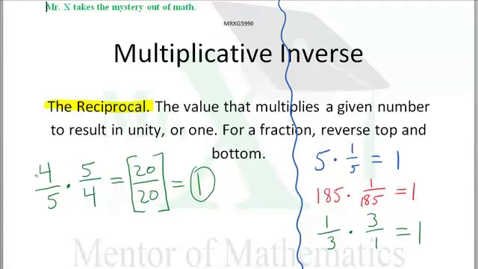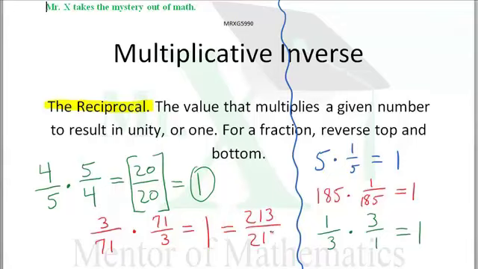One more for show. 3/71. That's an odd little fraction. Well, if we multiply that times 71 over 3, we don't even have to do the multiplication. We know that's going to be 1. I mean, I suppose we could take the 213 divided by the 213. It's just 1. So what does this have to do with the multiplicative inverse? This number is the multiplicative inverse of this number. Likewise, this number is the multiplicative inverse of this number.